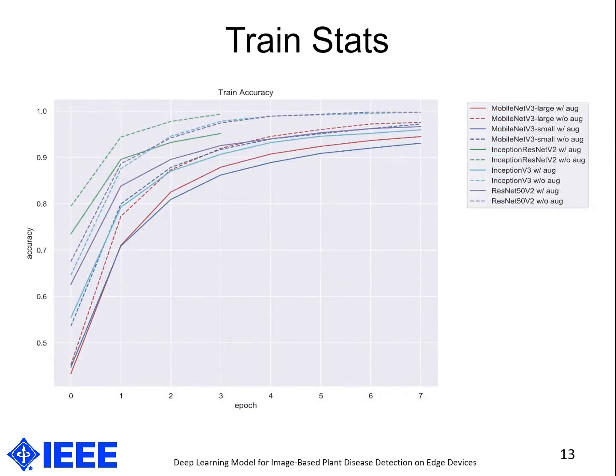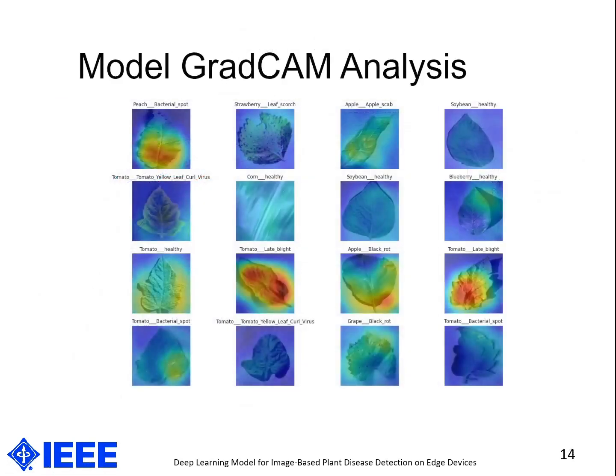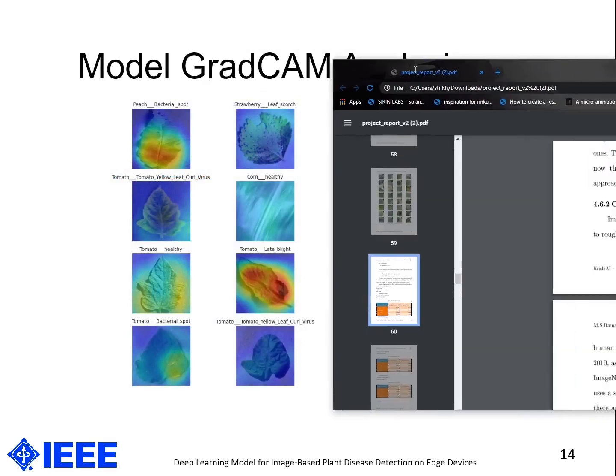This chart shows the train accuracy for the same models. Here also we can see that MobileNet V3 and Inception V3 with augmentation and MobileNet V3 without augmentation show the best result. They achieved higher accuracy at higher epochs as compared to other models. Also, we noted down the data which shows the exact figures of all of these models.